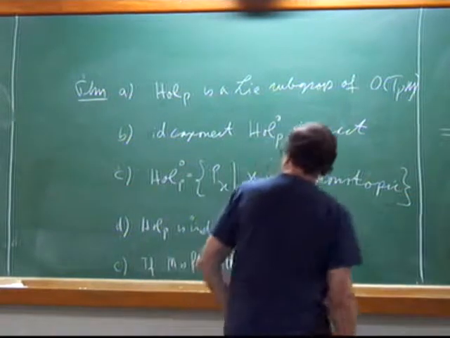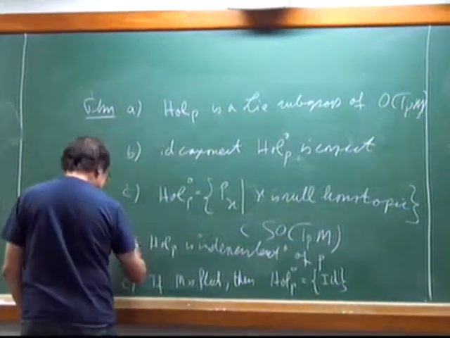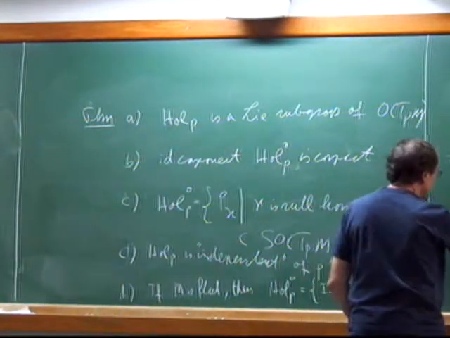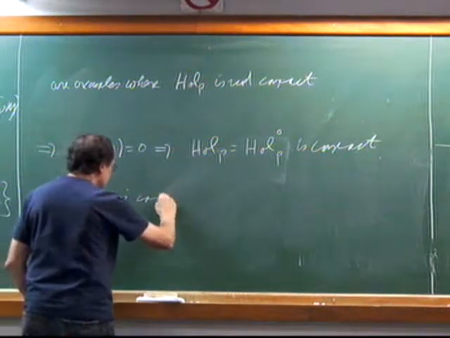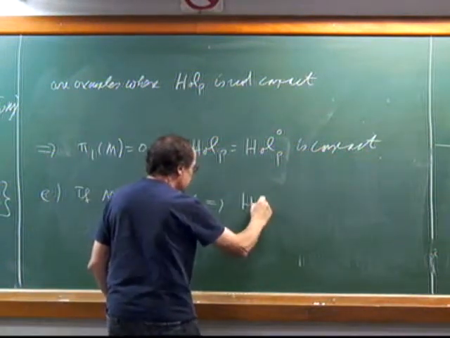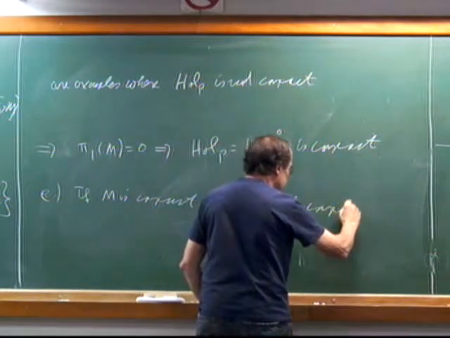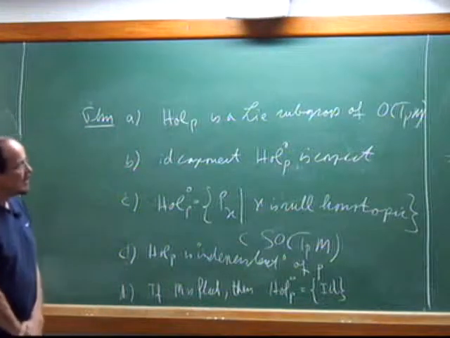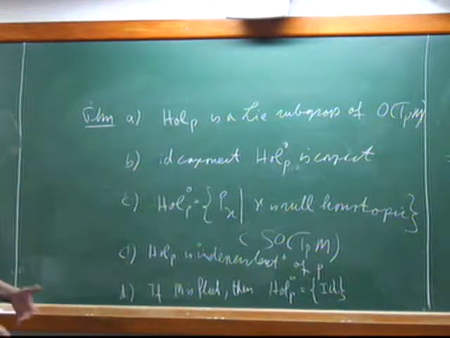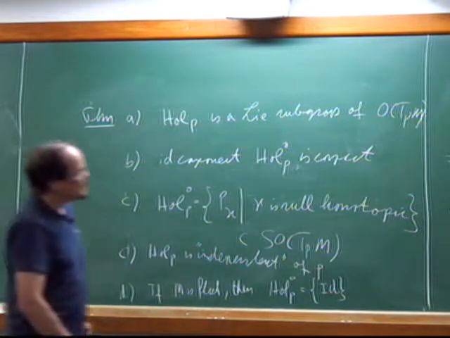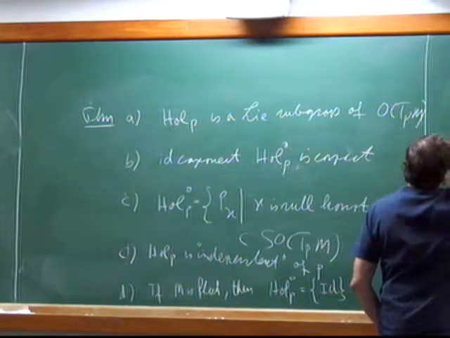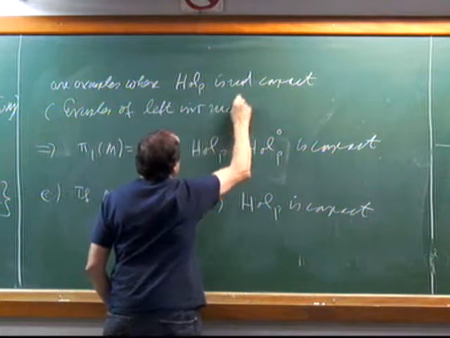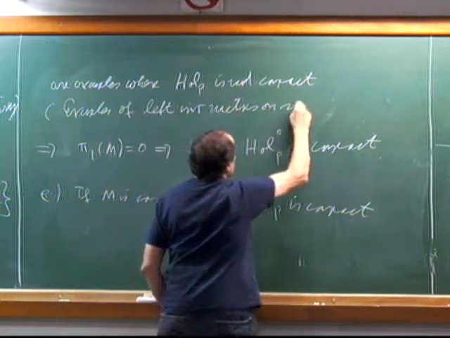Well, maybe one more, so maybe D. If M is compact, then Hol_P is compact. So it is true for compact manifolds that Hol_P has finitely many components. If it's simply connected, it's true. If it's compact, it's true. But in general, it's not true. So here there are examples of left-invariant metrics on solvable Lie groups.